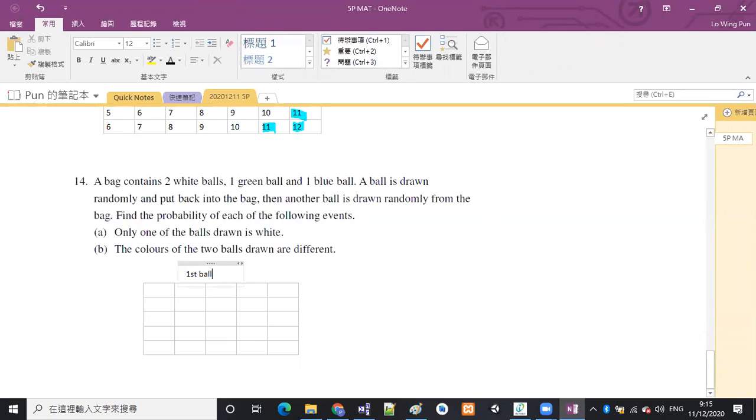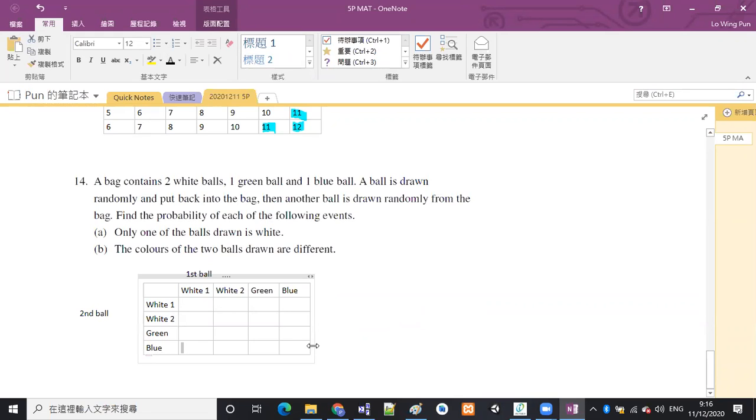First ball. And this is second ball. Okay. So there are 2 white balls. I am going to call this white 1 and white 2, and then green and blue. This is also white 1 and white 2 and green and blue.